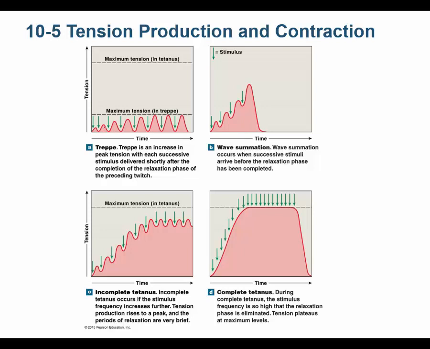And you actually had more crossbridge form, and it contracted a little stronger. And then you relaxed. But still, you sent the signal before you could pump all the calcium back into the SR, so the next signal was a little stronger and a little stronger and a little stronger until you hit maximum tension, or treppe, for that myofiber.